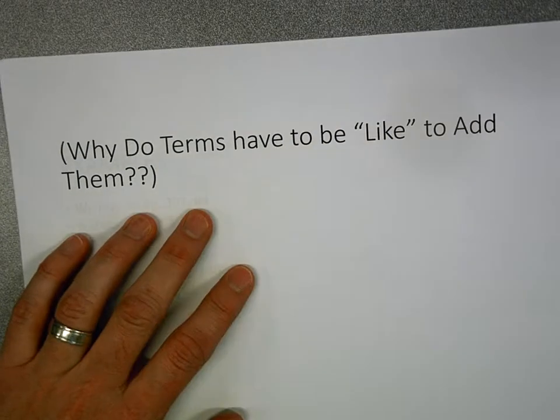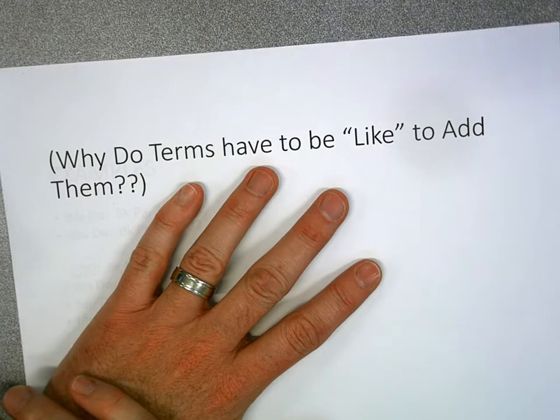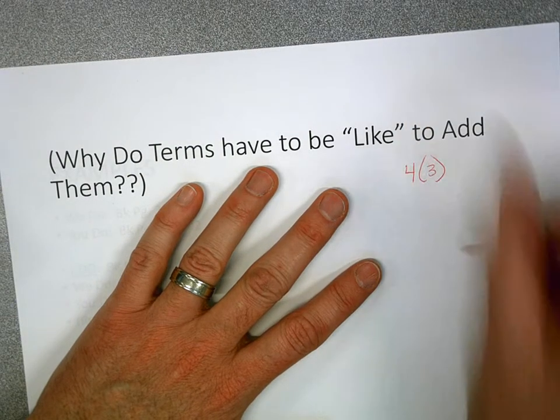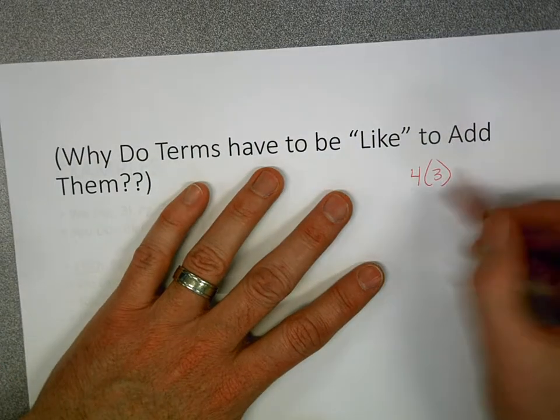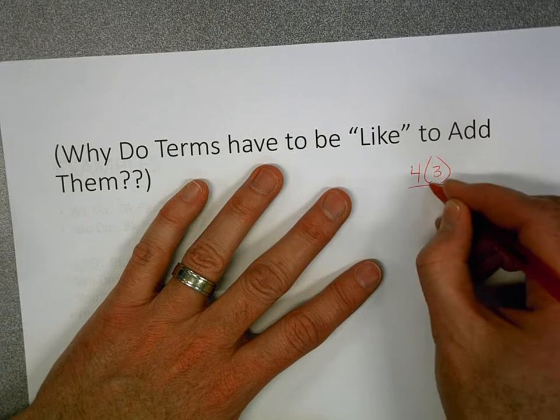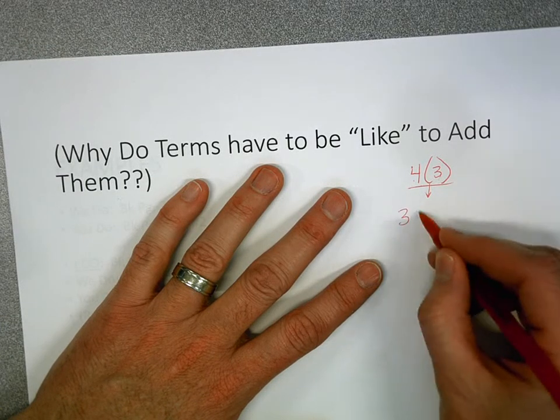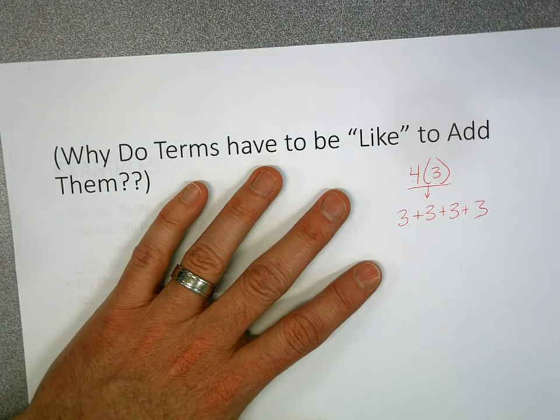Now let's talk about this just really quickly. In elementary school, back in 3rd or 4th grade, when you guys first learned about multiplication, 4 times 3, okay? What multiplication is, it's repeated addition. What this really is, it's 4 of these added together. So that would be 3 plus 3 plus 3 plus 3. That's what multiplication is.